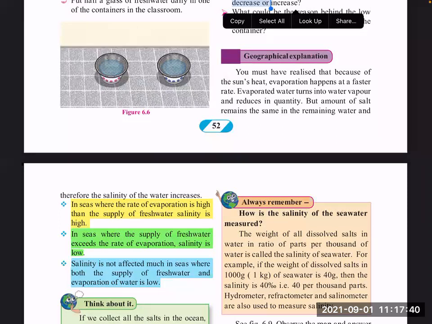In a sea where the supply of fresh water exceeds and the rate of evaporation is low, the salinity is low, because more water is being added. Salinity is not affected much in seas where both the supply of fresh water and evaporation are low. Salinity not being affected means what? Supply of fresh water is there, and at the same time evaporation is also low. There is no change, it remains the same. Whatever salinity it has, it remains the same.